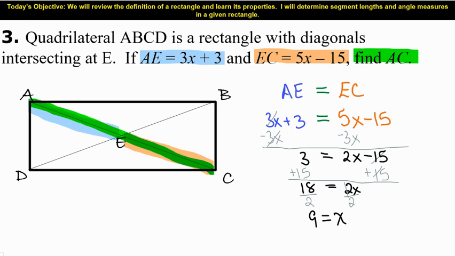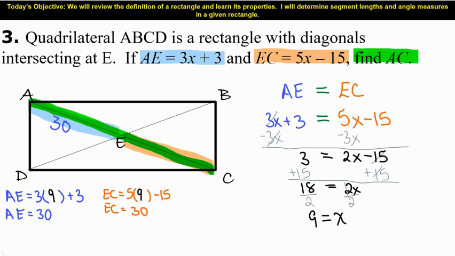No. X equals 9. So then when I plug a 9 in there, 3 times 9 plus 3 is 30 for AE. So that's just that piece. And then EC, 5 times 9 minus 15, is also 30. That's how you know if you made a mistake. If those two sides aren't equal, you made a mistake, right? But then AC, the whole length, is going to be the two half diagonals together. 30 plus 30, my whole length.